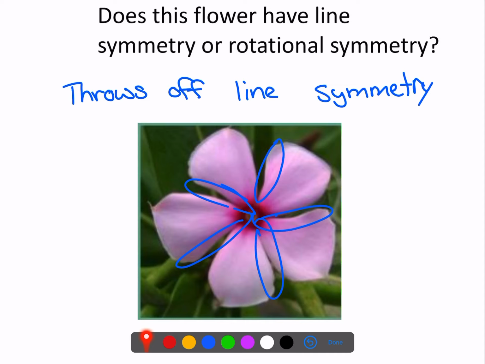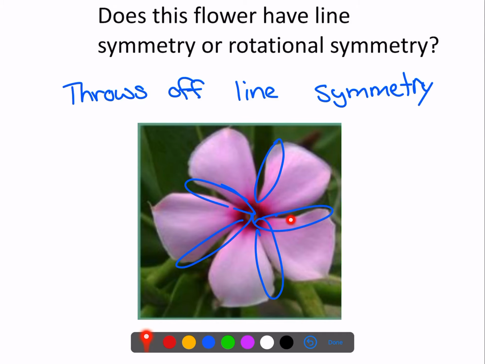However, if this was perfect on each side, we could draw multiple lines of symmetry through this, such as this blue line here, this blue line here, and so on and so forth. So we can see some lines of symmetry that could occur here if it was perfect on each of these little circles. So this flower does not have line symmetry, unfortunately, due to these small imperfections.